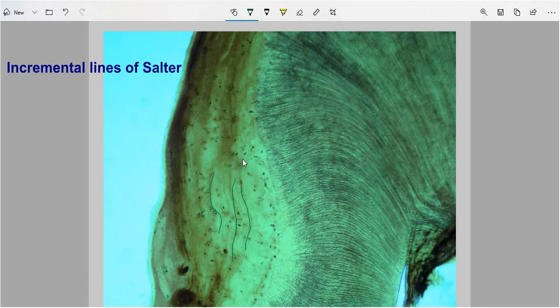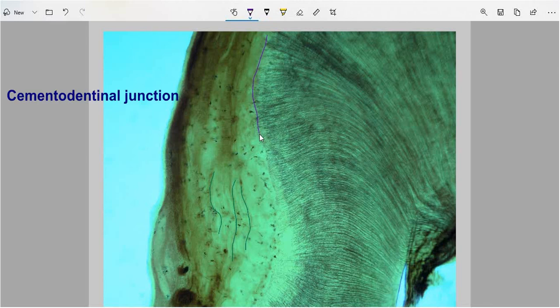Now there are two different tissues. One is the cementum and the other tissue is the dentin. Both of these tissues form a junction, and we call this junction the cementodentinal junction. This junction provides a firm interlocking between the two different tissues, that is, the cementum and the dentin.